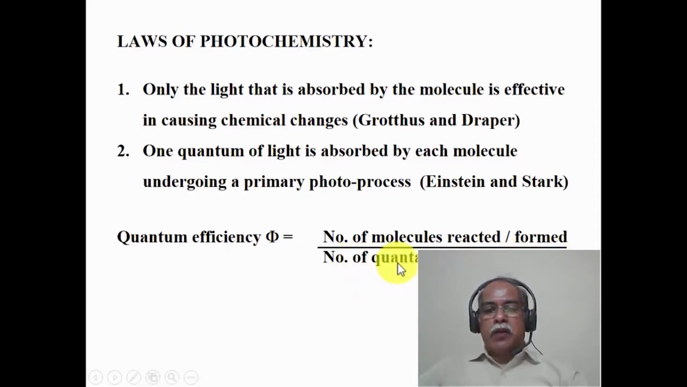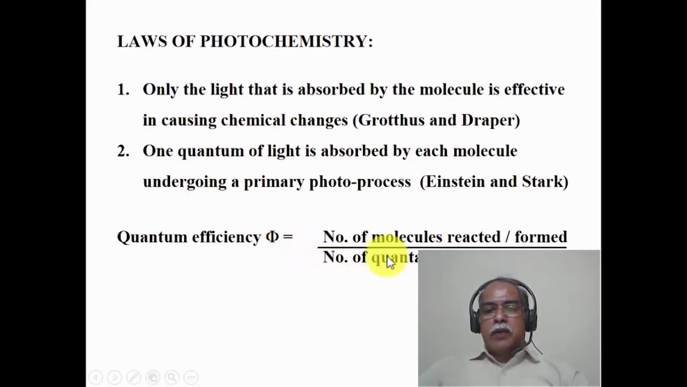Ideally speaking, for every quantum that is absorbed by the molecule, if it undergoes a photochemical reaction, the quantum efficiency will be 1, because every excited state molecule produces one product molecule, or one reactant molecule is consumed to give a product molecule by one quantum of absorption of light. Then this ratio becomes 1, and the quantum efficiency becomes 1.